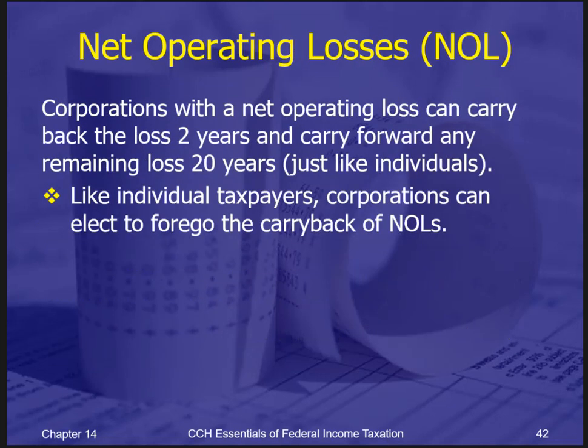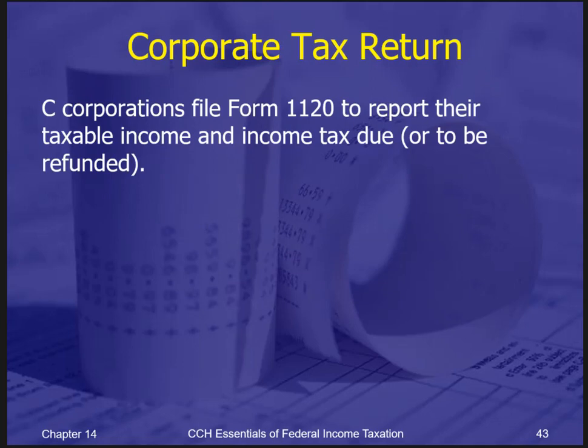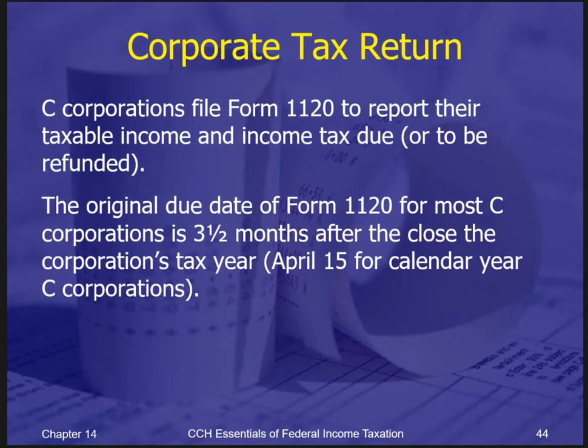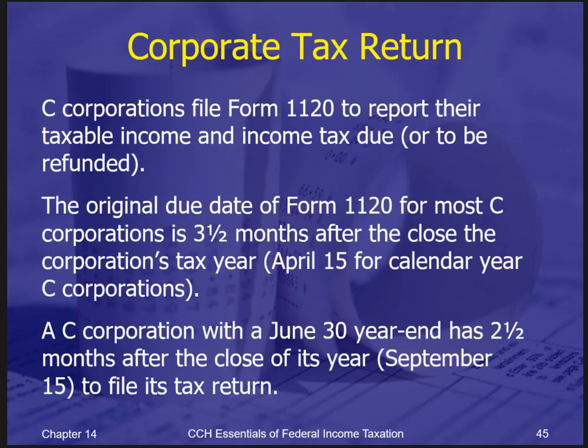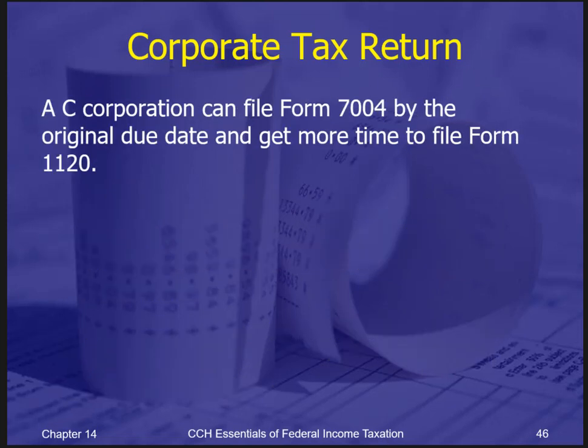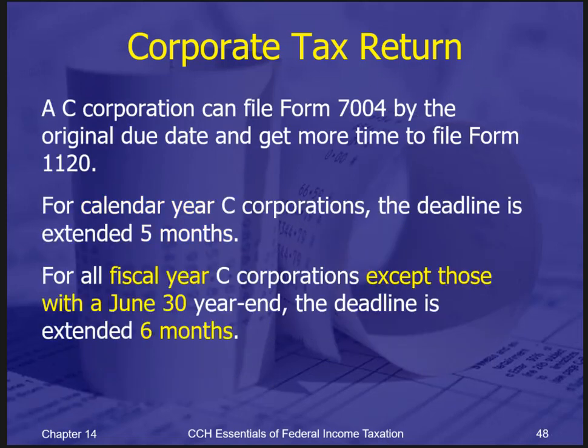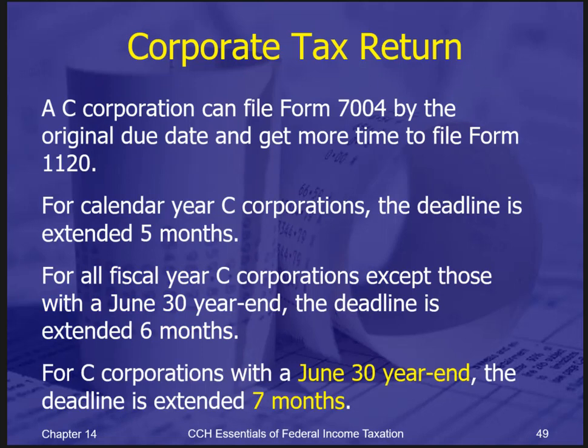Net operating losses, similar to individuals: back 2 years, forward 20 years. And you can elect to forego the carryback. Corporations file 1120. The due date is 3.5 months, April 15th now for C corporations, except if there's a June 30th year end, you only get 2.5 months. Quirk in the tax law as that's written. Get an extension, 5 months, except for June 30th, which is 6 months. So that June 30th is kind of crazy.